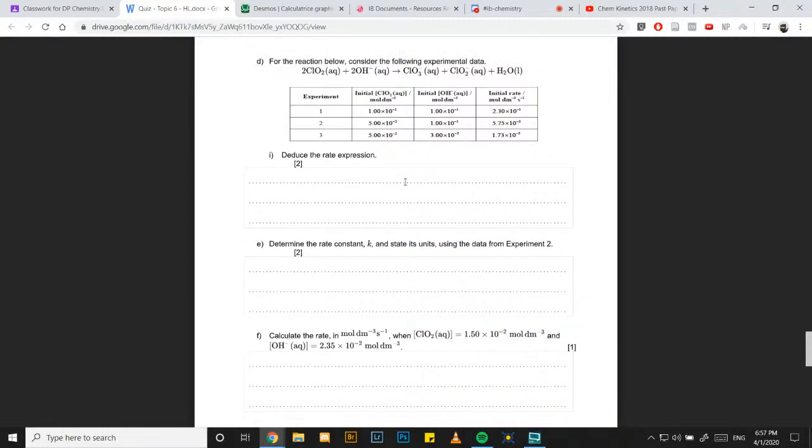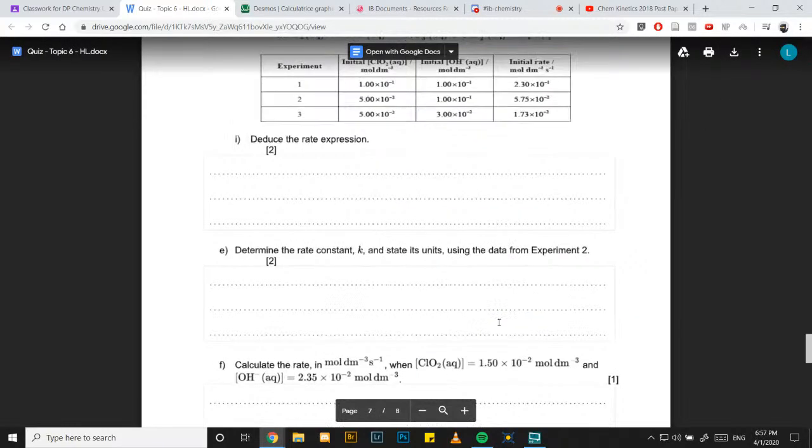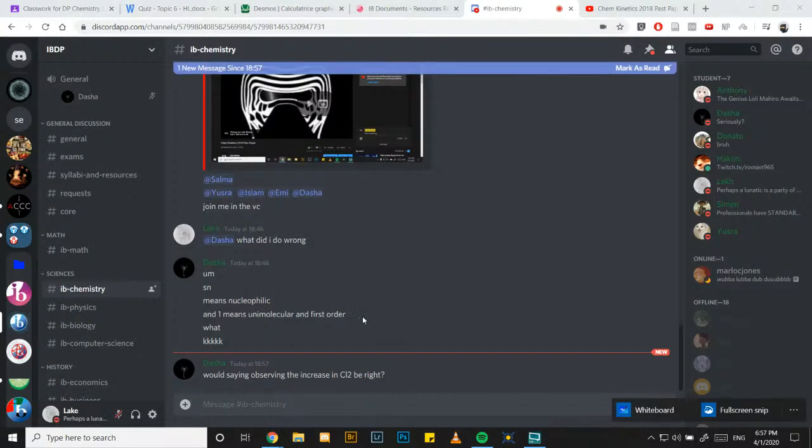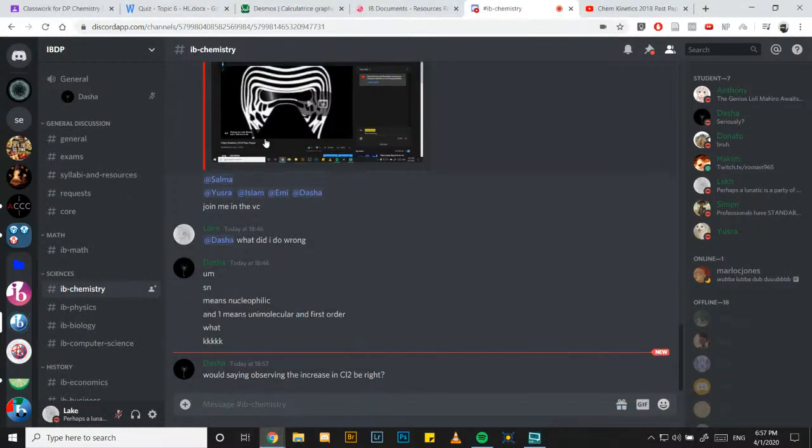So for the reaction below, consider the following experimental data. Okay, I'm just gonna zoom in a little bit. I'll do the math for this one. Is there anything here? Observing the increase in Cl2.